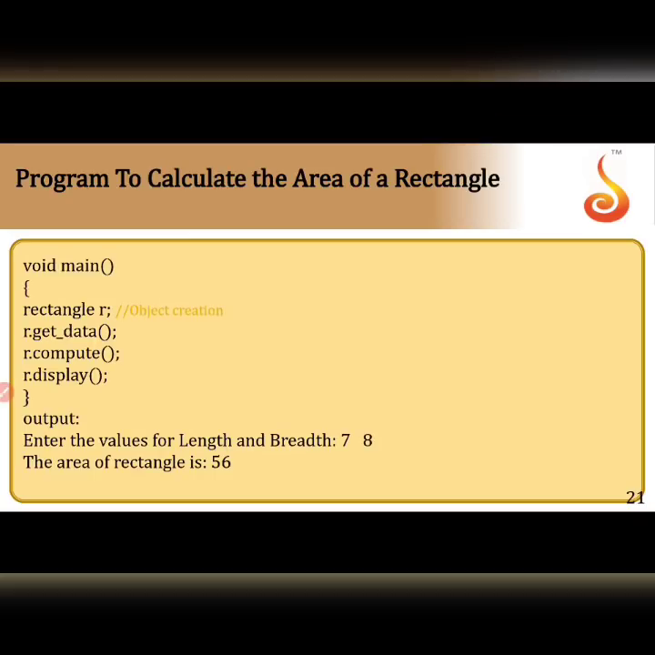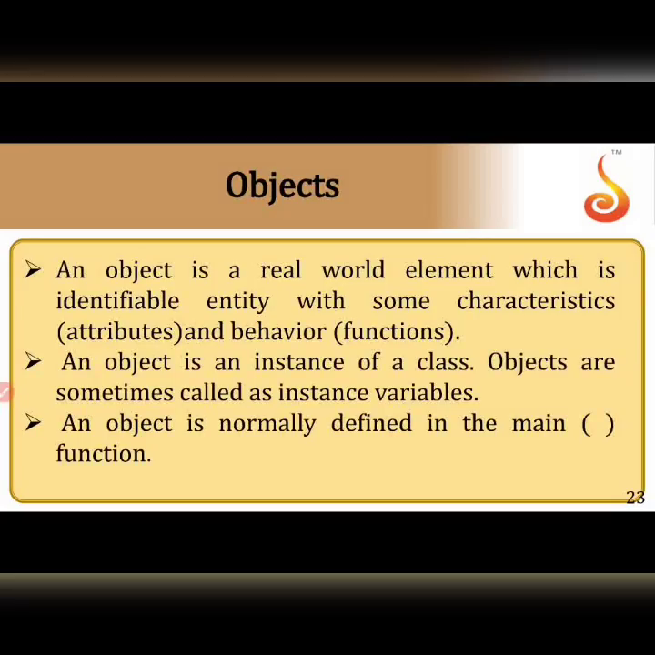So what did we do? We did one sample program, and then we did the quadratic equation as well as the simple interest, that is program 6 and 7 in the lab manual. So hopefully you have understood that. Next is objects. An object is a real world element, an identifiable entity with some characteristics and behavior, that is, it also has data members and member functions.